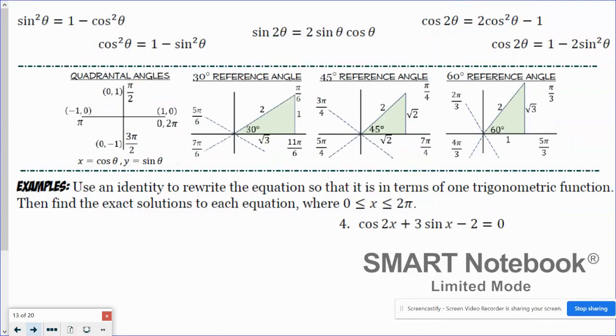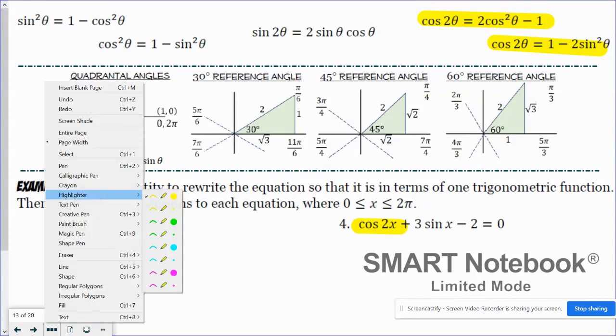Let's check out one more. Cosine of 2x plus 3 sine x minus 2. That cosine of 2x must be dealt with, and there are 2 ways that you can deal with cosine of 2x. You can use that it's 2 cosine squared minus 1, or that it's 1 minus 2 sine squared. Which one would be better here?